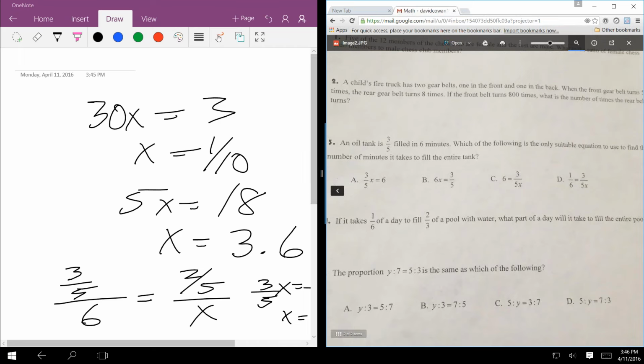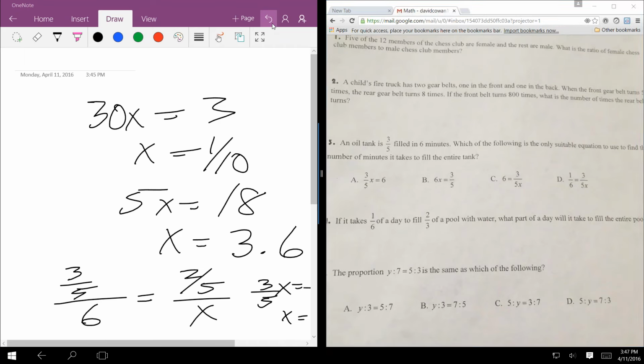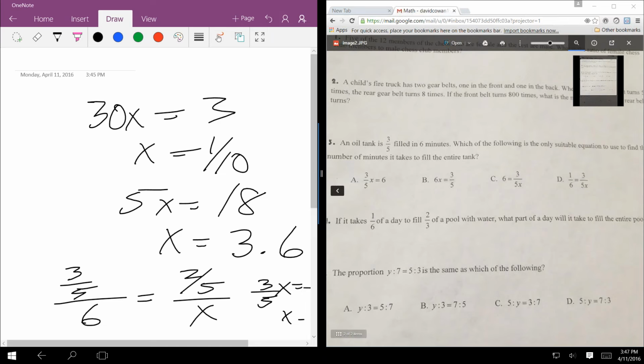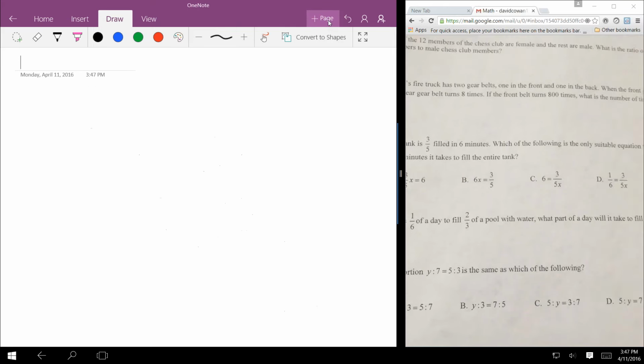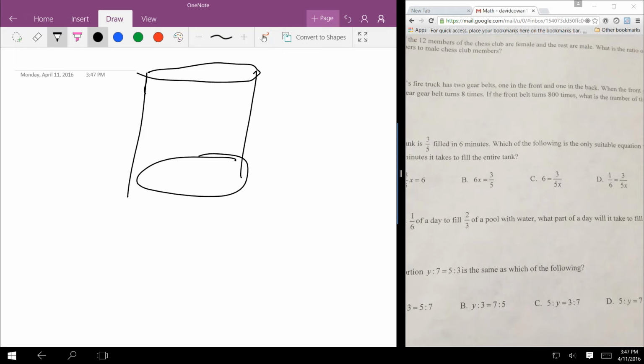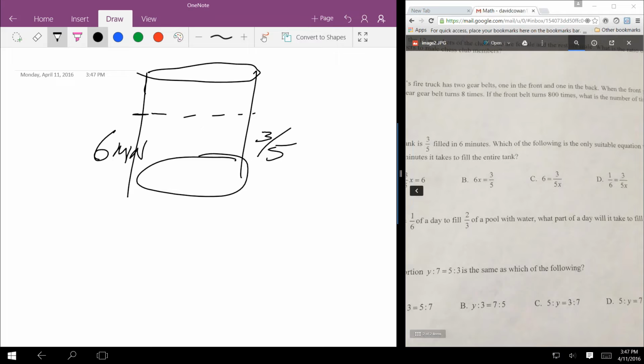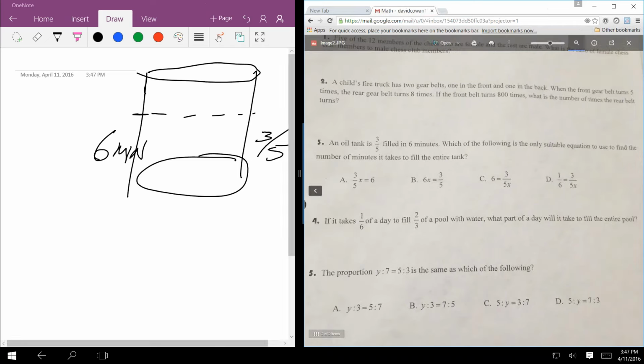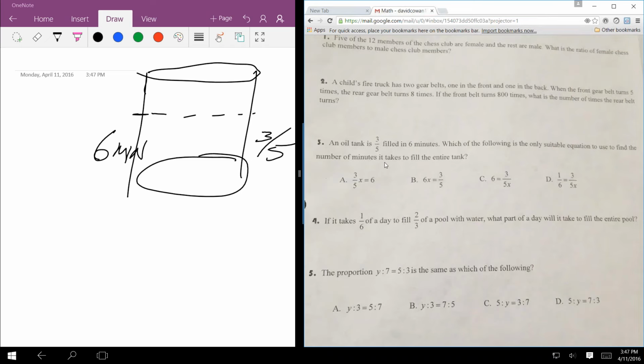What other kind of ratio could we use? Let me think for a moment. See if I can get back to, no, I don't know how to get back to the drawing. Before we leave this, three-fifths is more than half. So that takes 6 minutes. Which of the following, okay, now I get it. I misread the problem. Which of the following is the only suitable equation to use to find the number of minutes it takes to fill the entire tank?